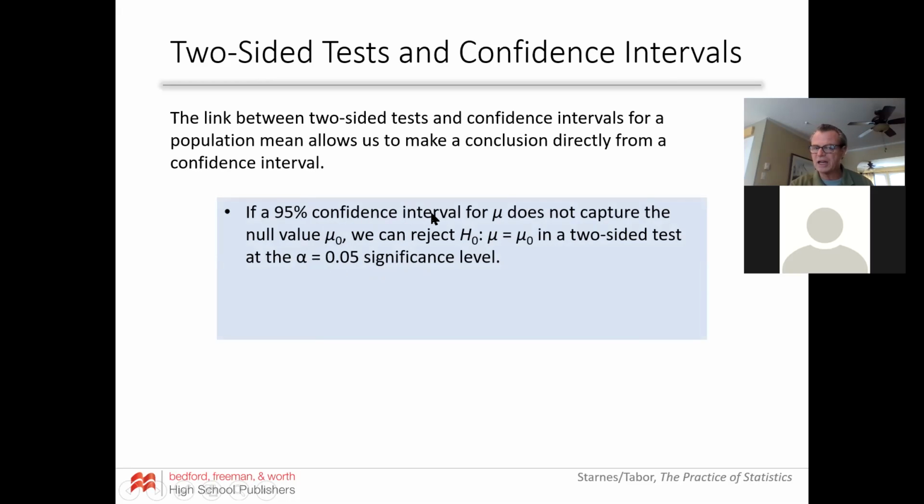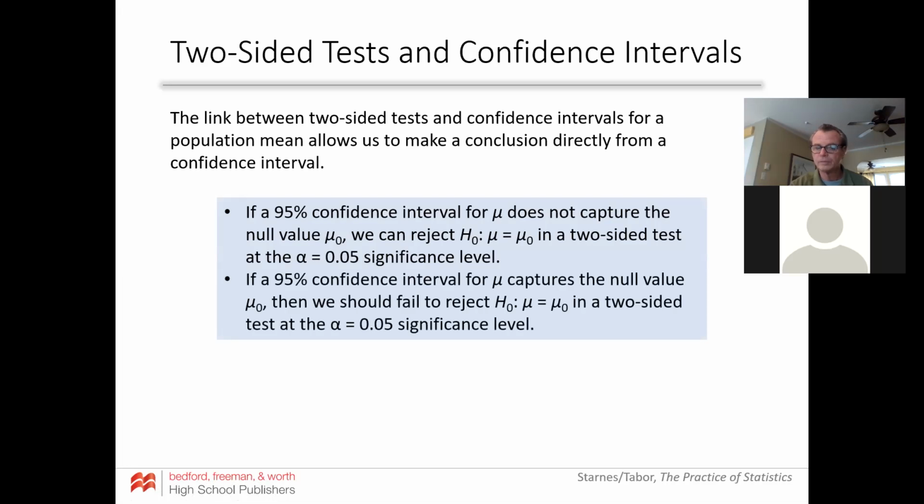So in a 95% confidence interval, if the null's not in there, then it necessarily has to be in the tail of the distribution. And if it's in the tail of the distribution, we reject the null. If it's inside the confidence interval, we F2R. Fail to reject.